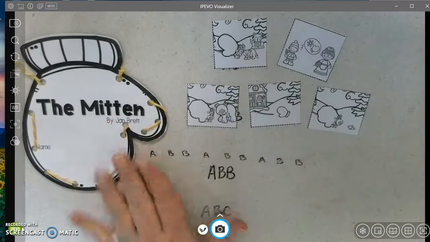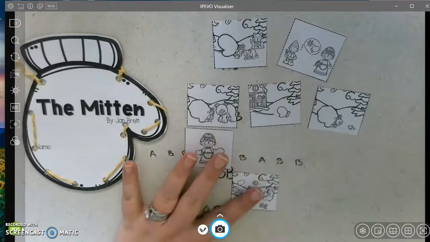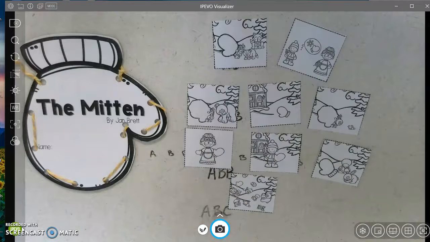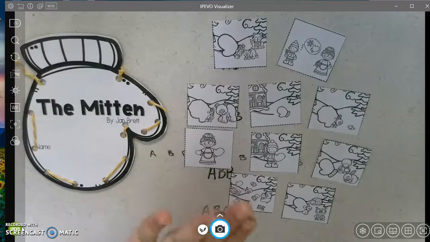All right, so I have my mitten and it is all laced. I hope that yours is all laced or stapled together. I am laying out my squares. You can go ahead and color these squares. As we go ahead, we're going to put the pictures in order. So it could be confusing to look at all of these.